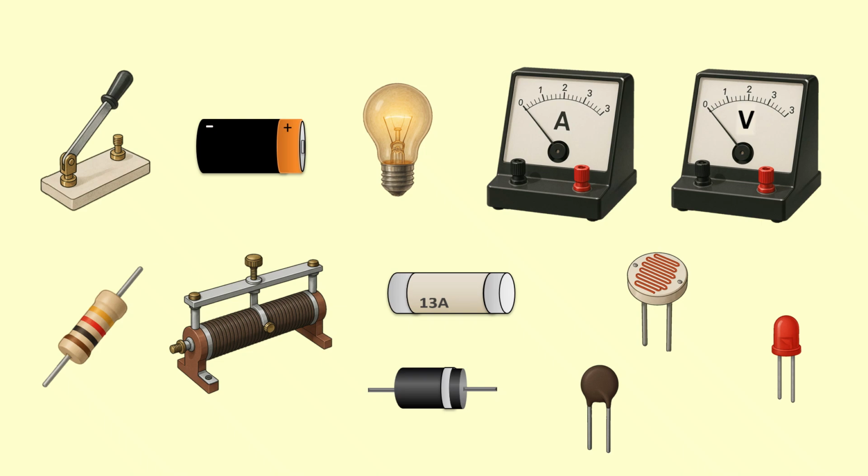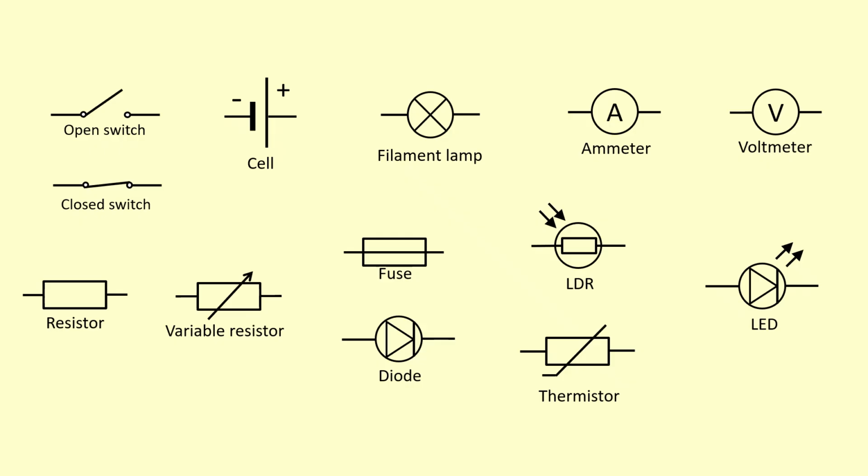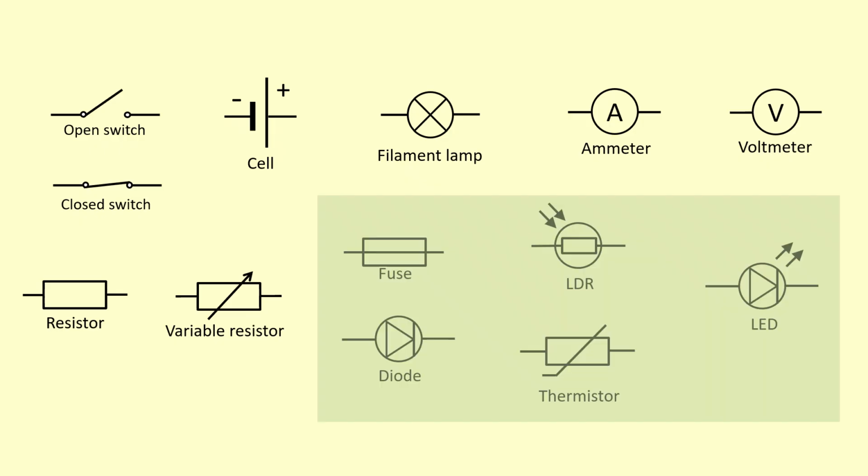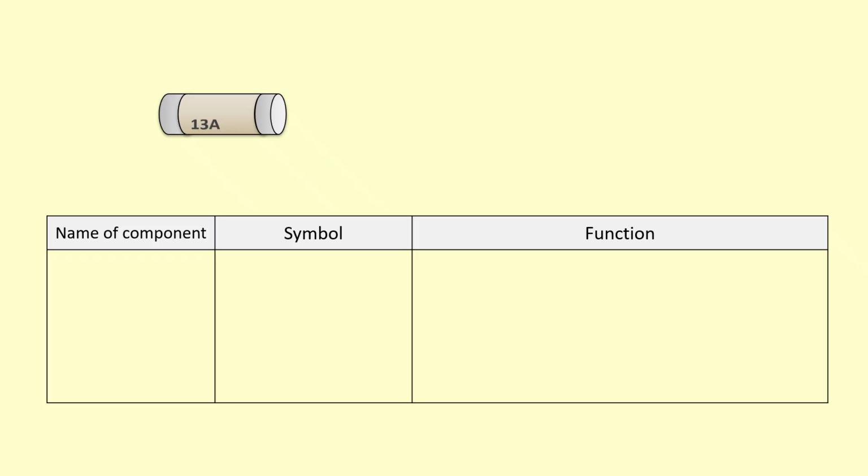Here are some common circuit components that you need to know. You also need to know the symbols that we use to represent them. In this video, I'm going to focus on these 5 here. This component here is a fuse and is represented using a rectangle with a line going through it.